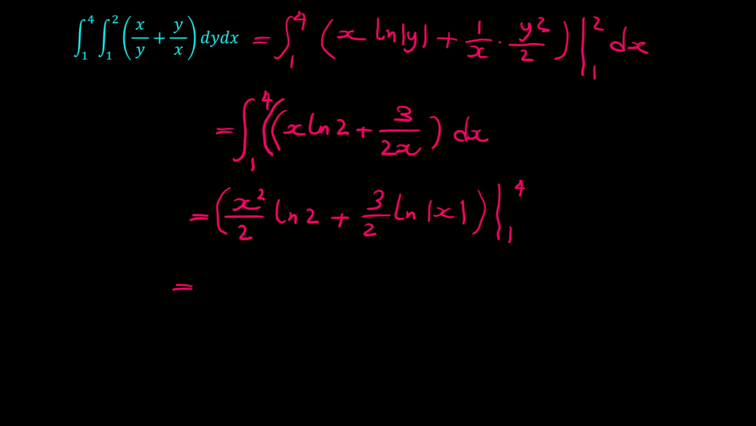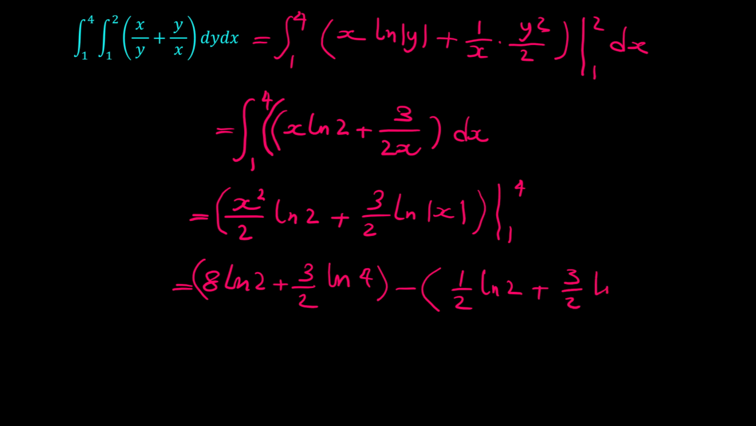By plugging in 4, 4 to the 2 is 16, 16 divided by 2 is 8, 8 ln 2. And if we plug in 4 here, we have 3 over 2 ln 4. All of this minus, now we have to plug in 1 in these two terms. If we plug in 1 in the first one, 1 to the 2 is 1, so 1 over 2 ln 2 plus 3 over 2 ln 1. But ln 1 is 0, so this term is 0. So finally we have 8 ln 2 plus 3 over 2 ln 4, which is 3 ln 2.